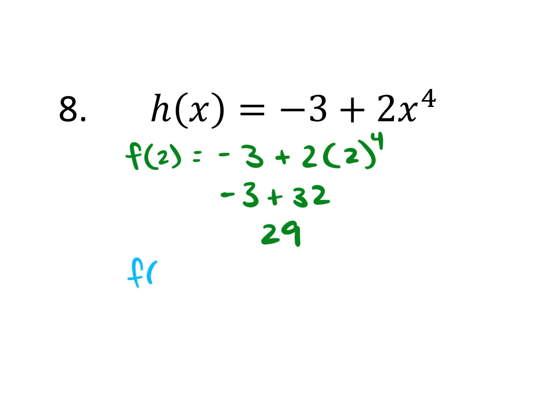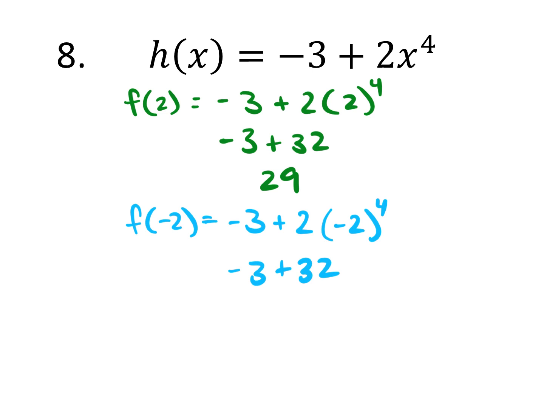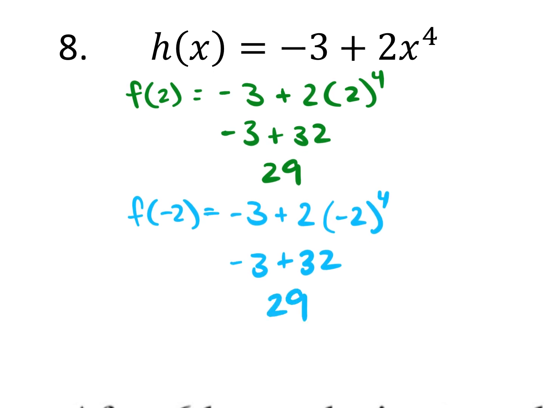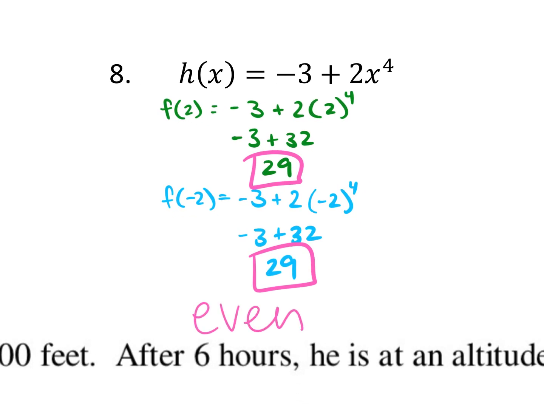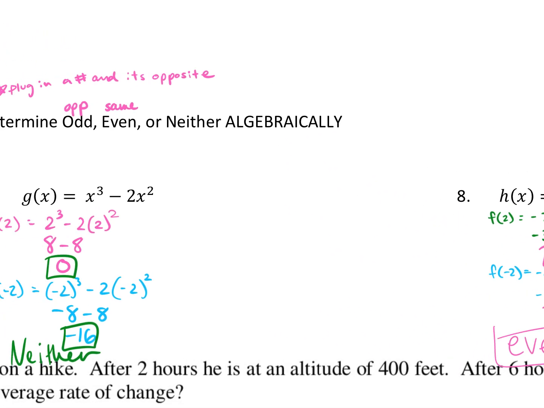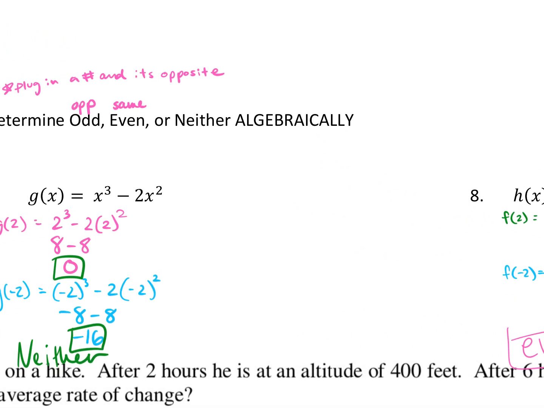Now let's plug in f of negative 2. So negative 3 plus 2 times negative 2 to the 4th power. Negative 2 to the 4th power is positive 16 times 2 would be 32. And negative 3 plus 32? 29. Are our answers the same? So what does that mean? That this is even. What does it mean to be opposites? Same number but different signs. So one would be negative and one is positive.